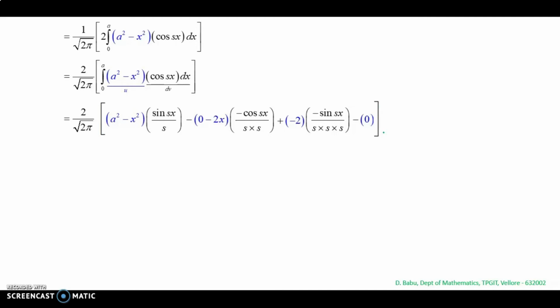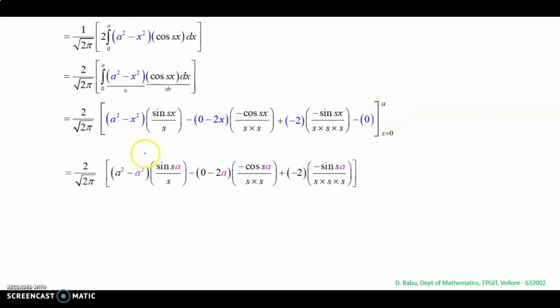Apply the limits x equal to 0 to a, which is equal to 2 by square root of 2 pi. So substitute x equal to a. When x equal to a: (a square minus a square) sin sa divided by s, minus 2a minus cos sa divided by s into s, plus minus 2 into minus sin sa divided by s into s into s. This is upper limit minus the lower limit. For lower limit, we have to substitute x equal to 0.